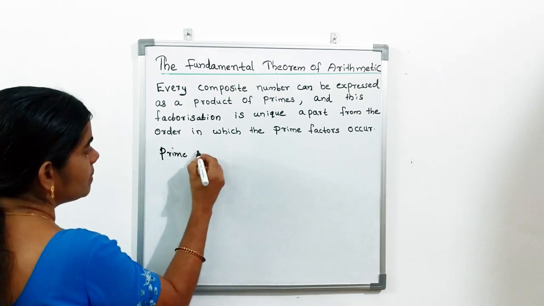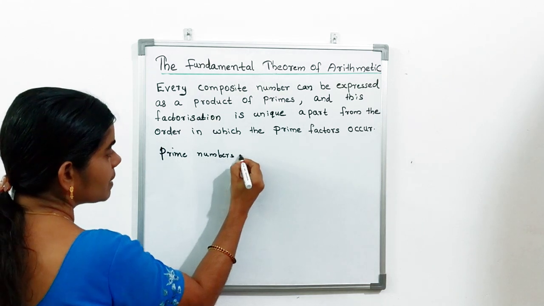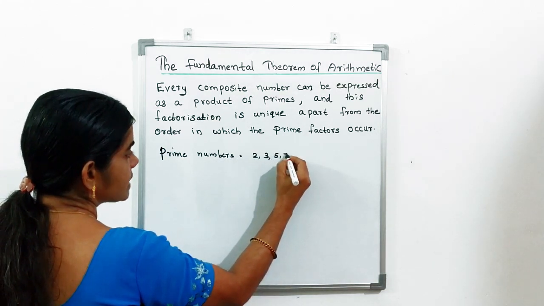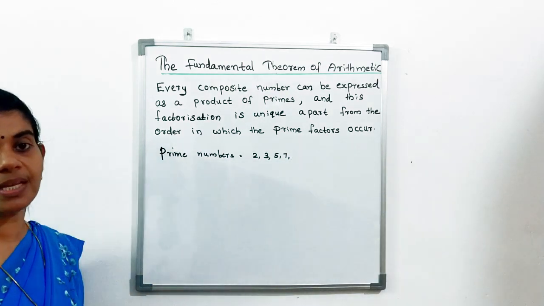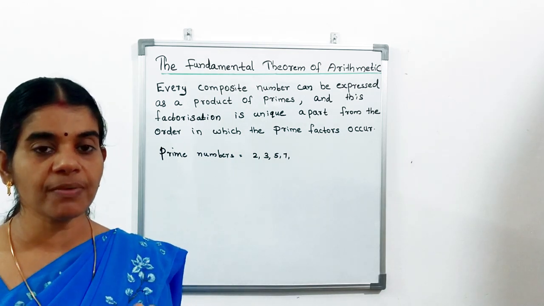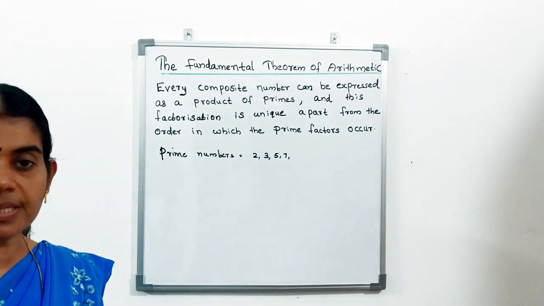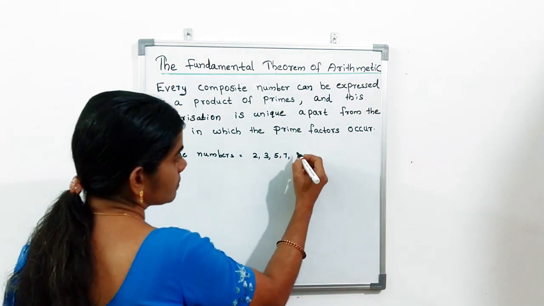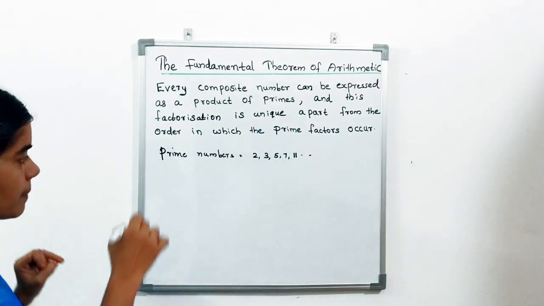for example, prime numbers will be, the smallest prime number is 2, then 3, 5, 7. Is 9 a prime number? No, because we can express 9 as 3 into 3, and 1 into 9 also. Therefore, its factors will be 1, 3 and 9. Therefore, 9 has 3 factors. Therefore, it is not a prime number. 7, 11. Then it goes on, prime numbers.